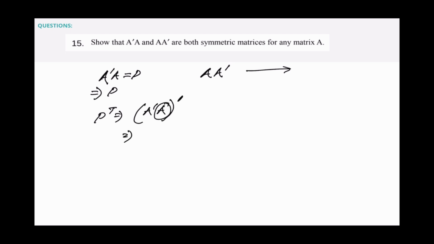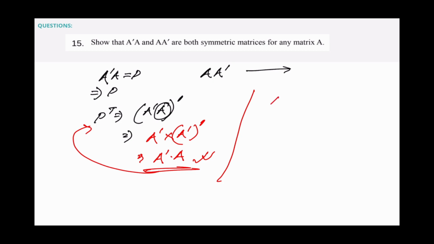So we know the reversal law, so this A will come first. So A transpose into (A transpose) whole transpose. So what do you get? A transpose whole transpose is what? A only. So same thing. Whether A is symmetric or skew symmetric, we got it without using the property.